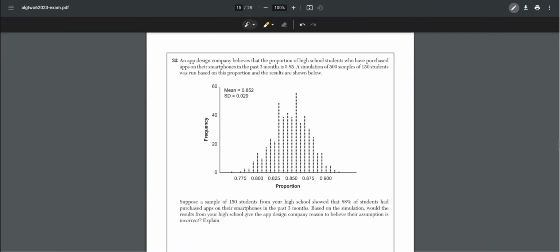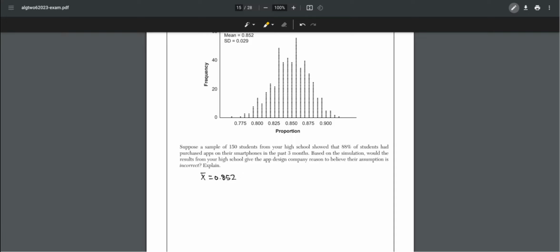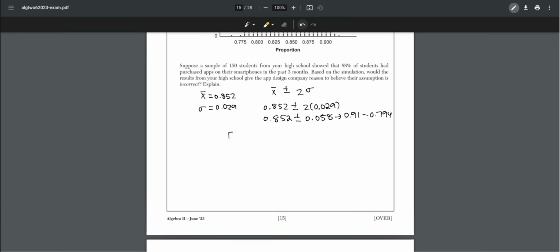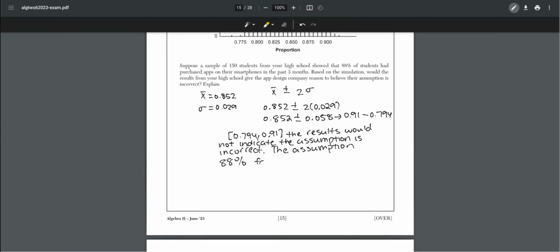assumption is incorrect? Explain. So because the interval will be the mean plus or minus 2 standard deviations, it will be 0.852 plus or minus 2 times 0.029. The interval will be 0.794 to 0.91. Therefore, because the estimate falls in the confidence interval, the assumption would not be considered incorrect.